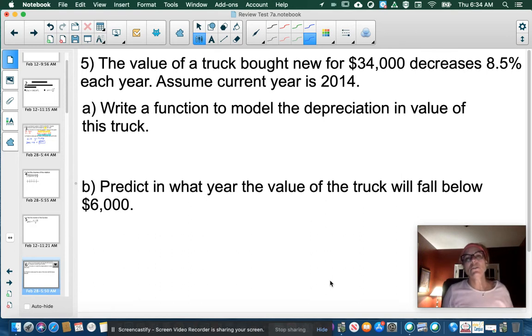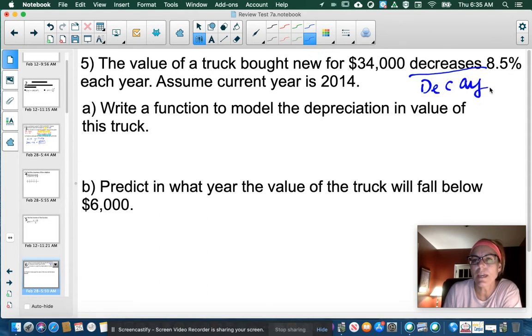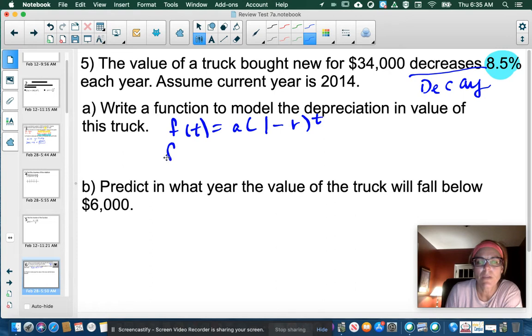The value of a truck bought new for $34,000 decreases 8.5% each year. Key word, decreases. So we know we're going to be dealing with decay. Also, we have a percent. All right. Assume the current year is 2014. Write a function to model the depreciation and value of this truck. So I know I'm going to use this. I have a percent and it's depreciating, decreasing. So it's 1 minus.